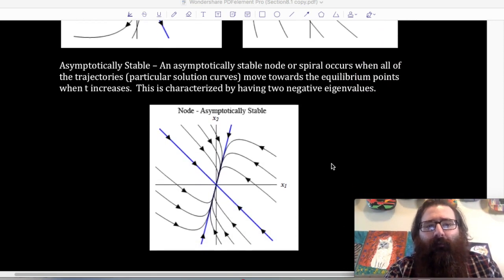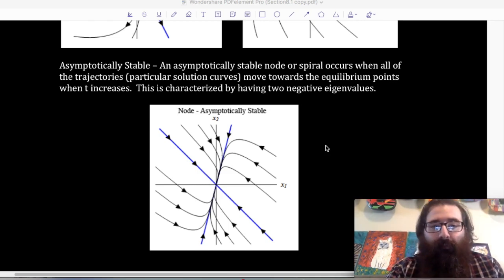Asymptotically stable. We say an asymptotically stable node or spiral occurs when all of the trajectories, or the particular solution curves, move towards the equilibrium point when t increases. And this is characterized by having two negative eigenvalues. And again, don't really worry about the eigenvalue information. We'll talk about that in the next section, and it's really going to bring everything full circle, so to speak.